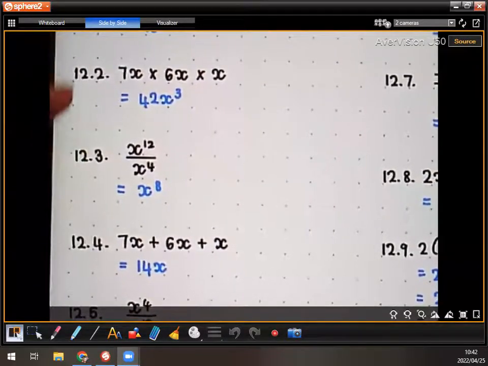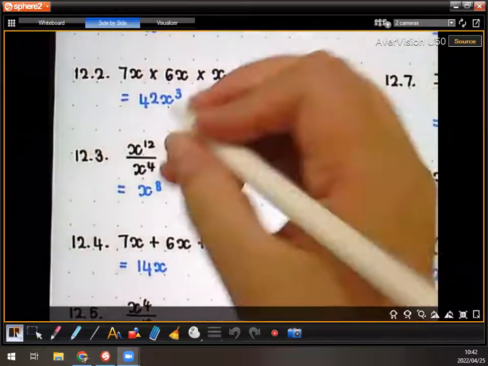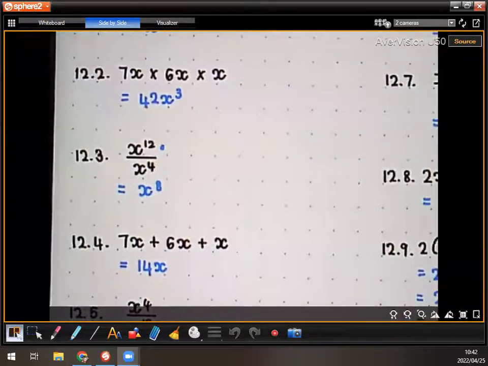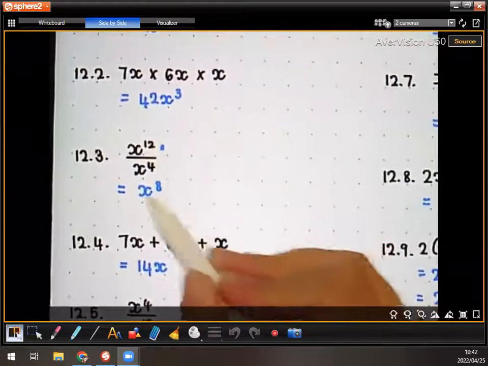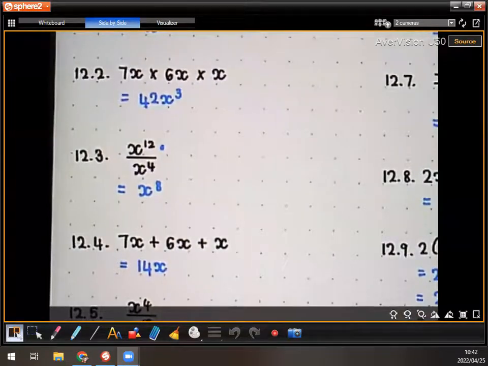12.3, in between these 2 here, where do you have more x's, at the top or the bottom? At the top, there we go. So when I cancel out the 4 x's at the bottom with 4 of the 12 at the top, I'm going to be left with 8 at the top. Right, so x to the 8.